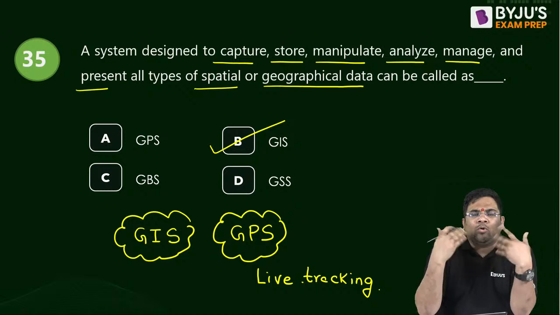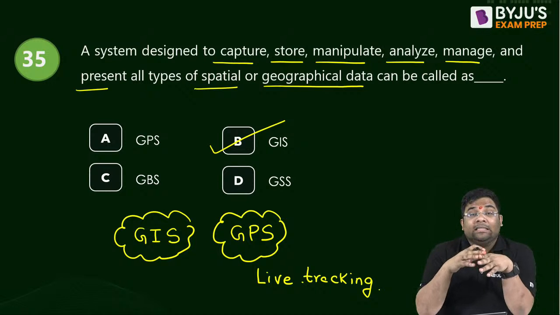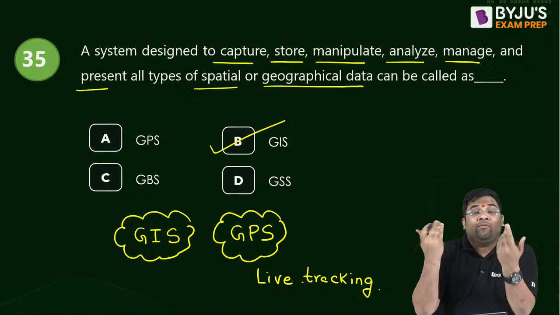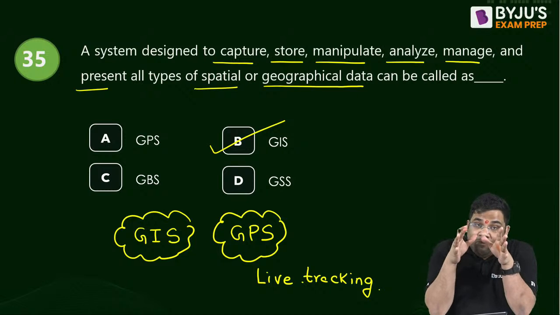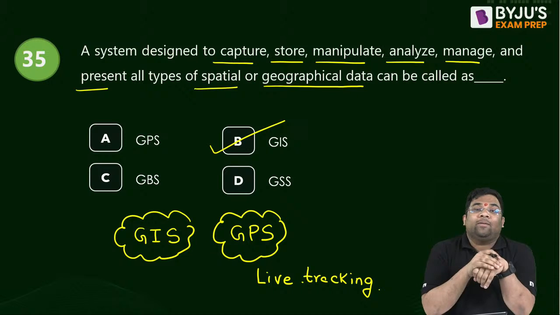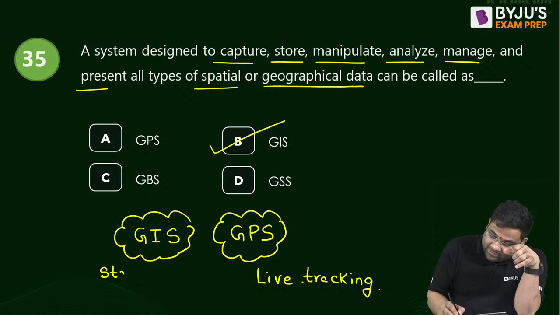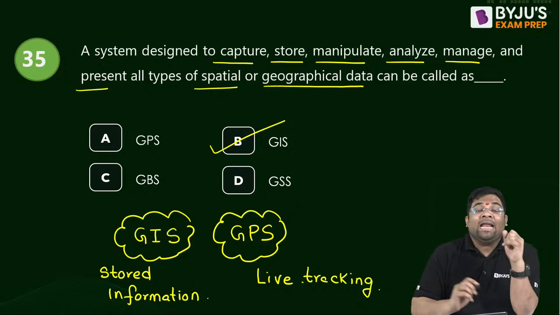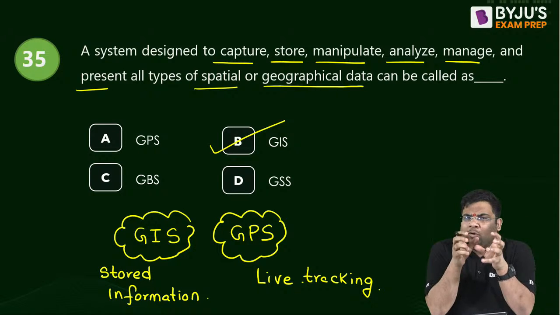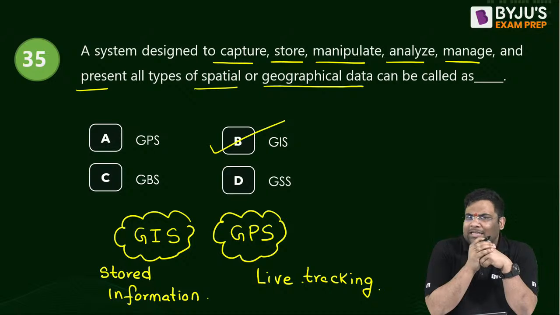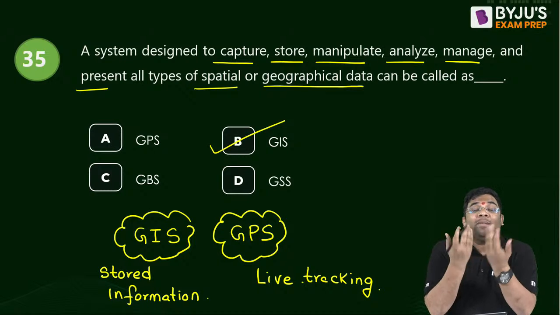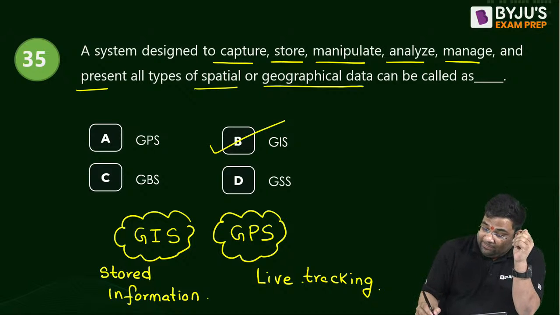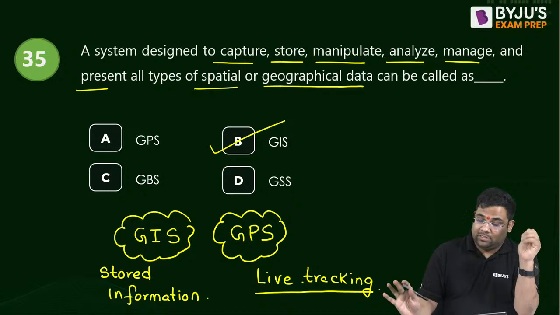Suppose the roads, the locations, even the climate, the vegetation. Now these informations are fed to the system. So it is a stored information. You see it is captured, stored, manipulated and analyzed. You can manipulate, right? You can name your house in the Google Earth. Yes, Google Maps. It can be analyzed and can be managed also. But GPS is the live tracking. Understood the difference?